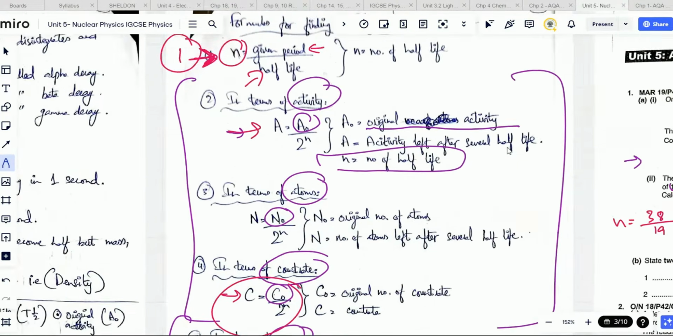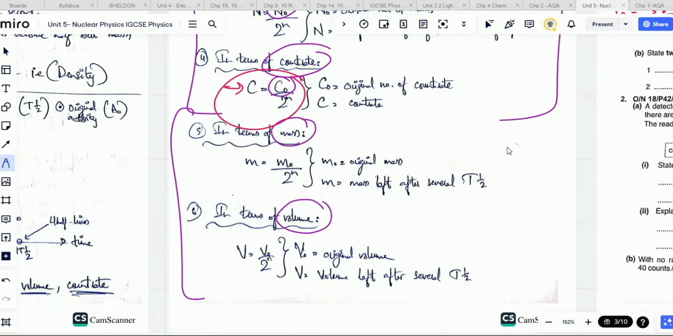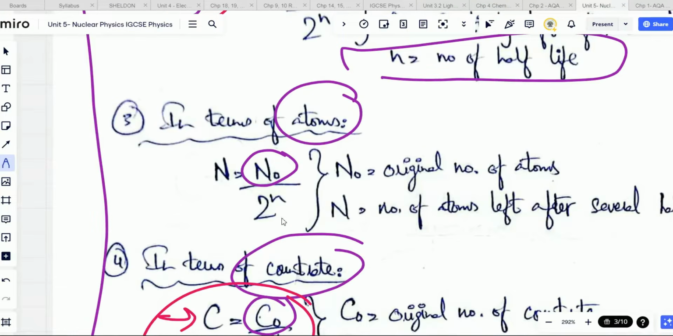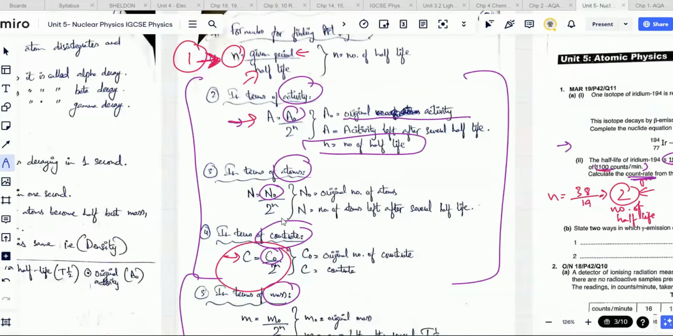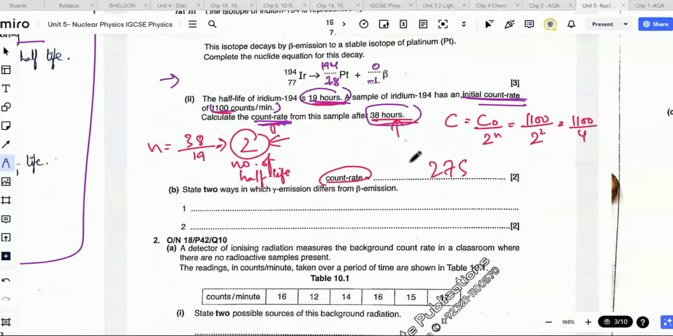Whatever they say, they will use the word activity or atom or count rate or mass or volume. Whatever they do, you just need to get the initial or the original value and divide it by 2 and put the number of half-life in the power of 2. That's it. Let's move on to our next part.